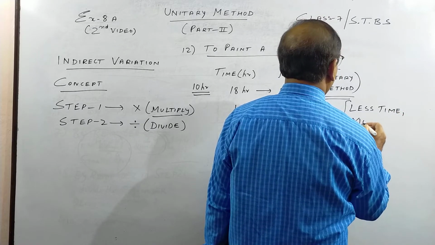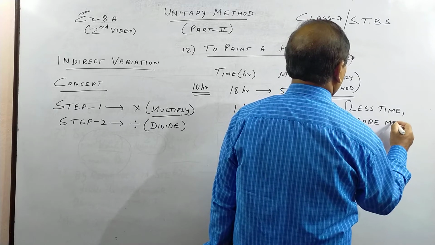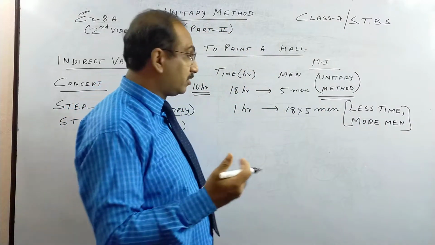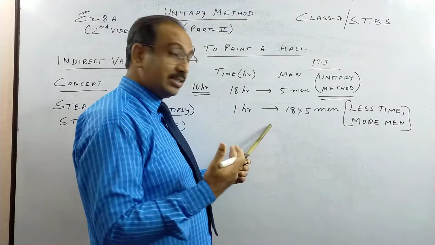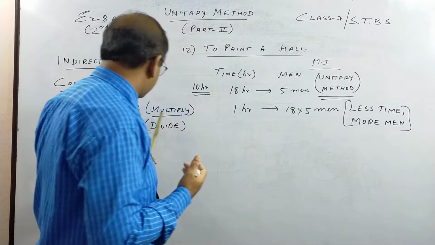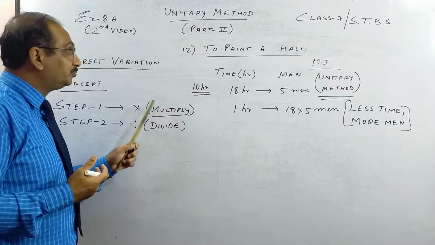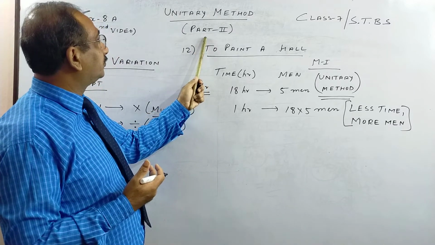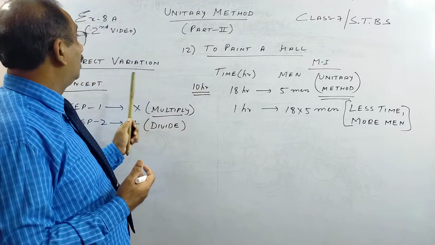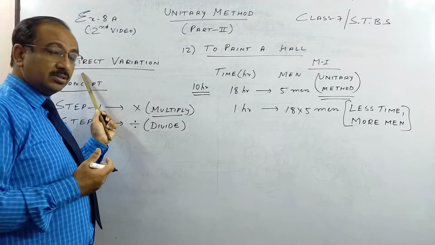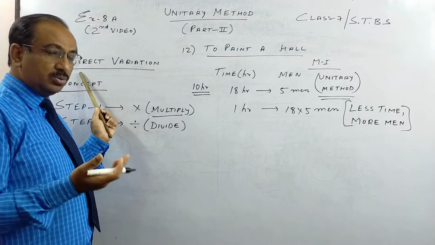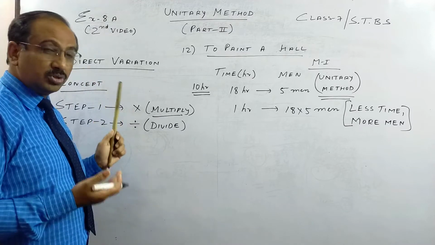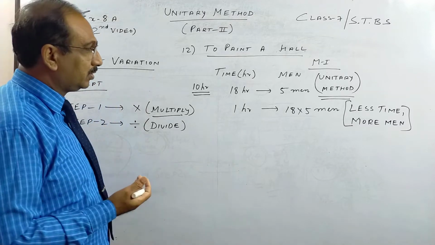Less time, more men. I hope you will understand it in class 7 only. I took class 8 or 9, then I understood properly what is happening here. Why multiplication in the first step? Because in all the other sums I'll do, in part 3 of my video you will see I will solve more sums on direct variation. So I've done only, I remember, 2 sums. Okay, so there I'll do more sums on direct variation. Part 3 you will see.